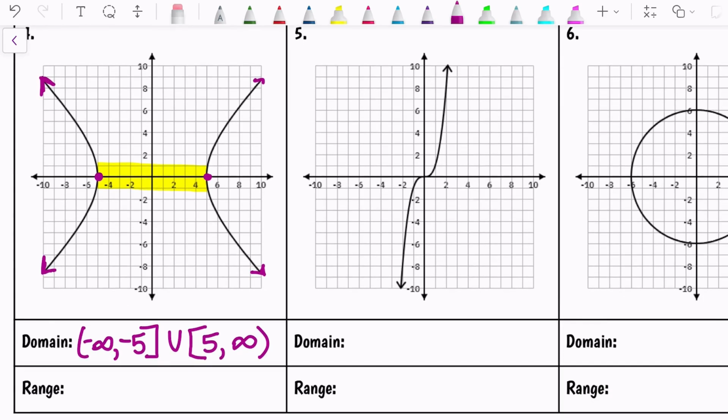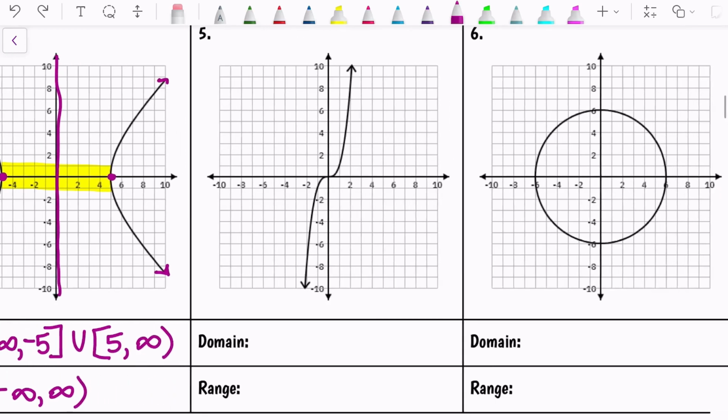All right, for the range, it's pointing down forever, goes down forever. It's also pointing up forever, goes up forever. -infinity to infinity. There is nothing on the y-axis that you couldn't look and find part of the graph. There's always going to be a graph at any part of the y-axis. And so the range is -infinity to +infinity.